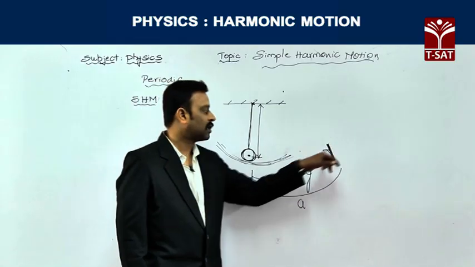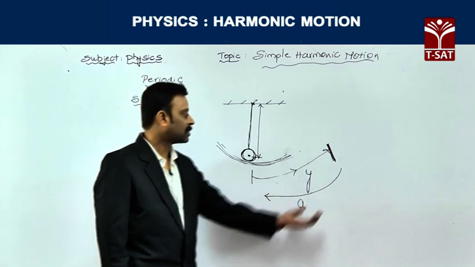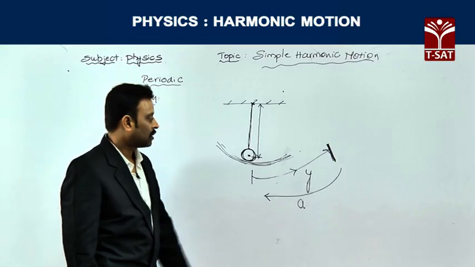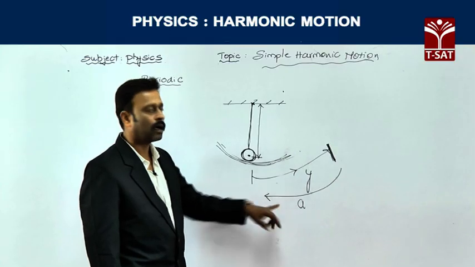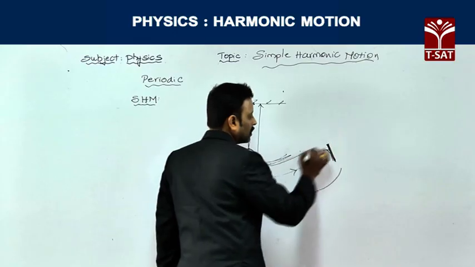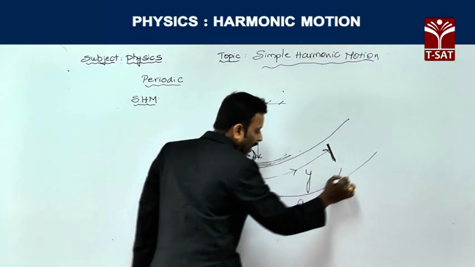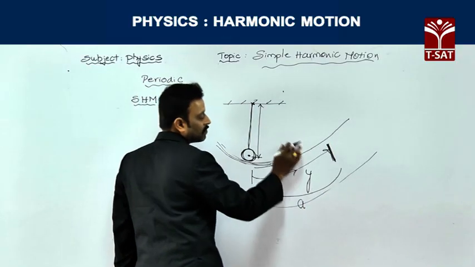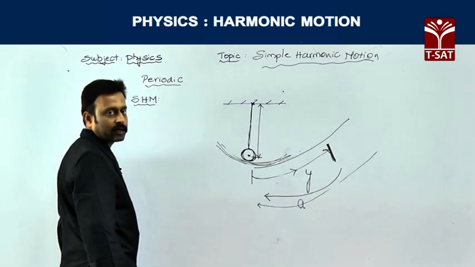So this is the direction along which displacement is given to the bob, and this is the direction in which the bob is having acceleration. Acceleration and displacement are both acting in opposite directions. The more the displacement given to the bob, the more the acceleration gained by the bob. That means displacement and acceleration are directly proportional to each other.